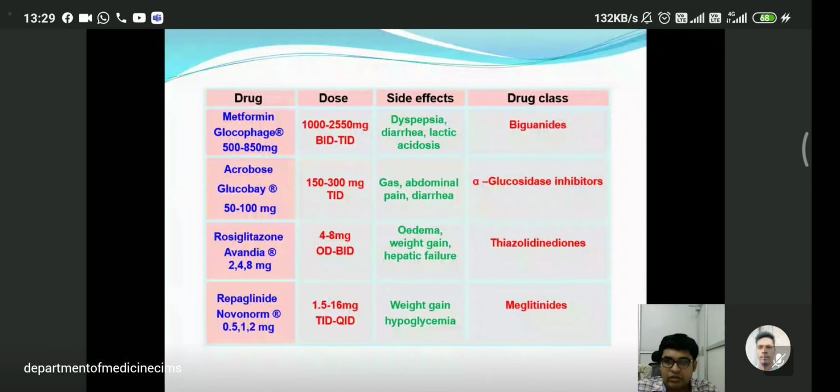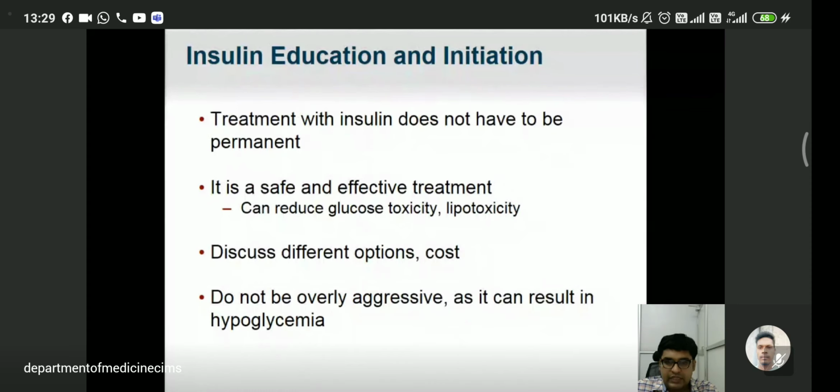Another group is thiazolidinedione. Its examples are rosiglitazone, pioglitazone. Its side effects are edema, weight gain, hepatic failure. Last one is meglitinides, like repaglinide and nateglinide. Its side effects are weight gain and hypoglycemia. These are the oral drugs. Till now it's okay? Any problem? So we will proceed.